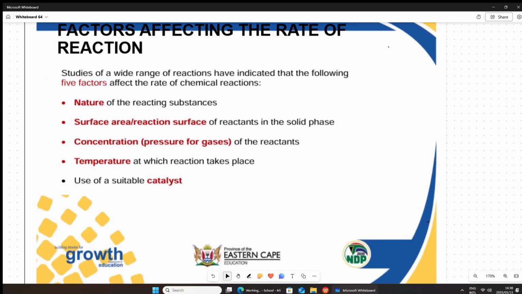Some of the factors that affect the reaction rate, like I mentioned, include, number one, the nature of the reacting substances, the surface area, also the concentration, the pressure for gases, temperature, as well as the use of a catalyst.